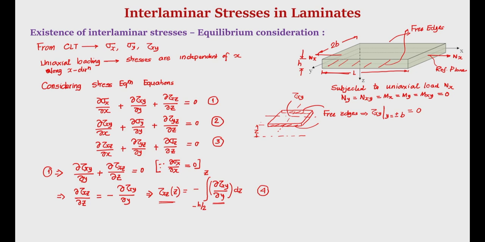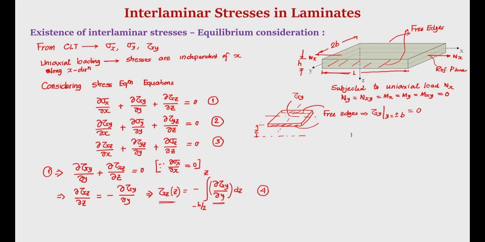Now, suppose we find out using classical lamination theory what is tau xy and try to plot tau xy as a function of y at a particular lamina. Suppose this is our y and we plot tau xy. So, this is our b and this is our minus b.